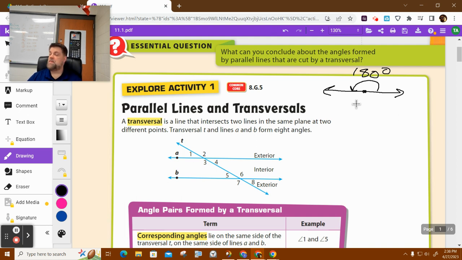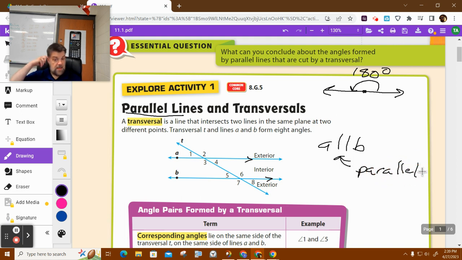We're talking about parallel lines and a transversal. So parallel lines are lines that are, well, parallel. These two lines are parallel. In other words, A is parallel to B. That's what this little symbol means, parallel. And then T is the transversal. So the transversal is T.